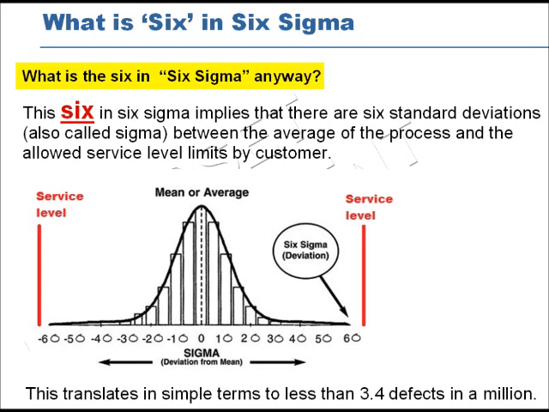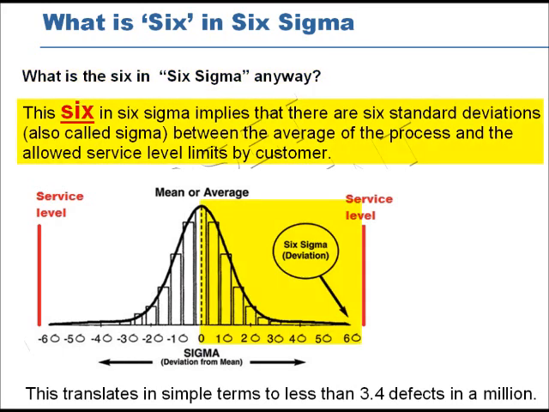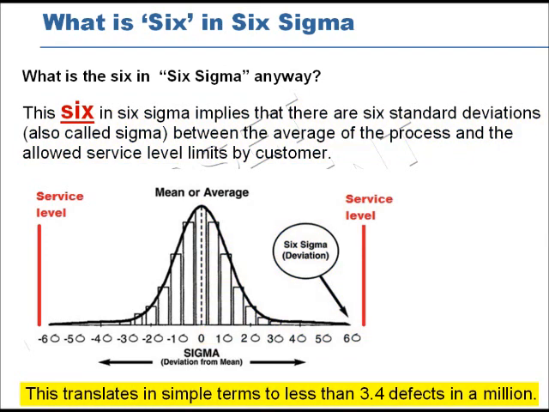This is the 6 in Six Sigma. This 6 in Six Sigma implies that there are 6 standard deviations, also called sigma, between the center or average of the process and the allowed service level limits by the customer. This translates, in simple terms, to less than 3.4 defects in a million deliveries.